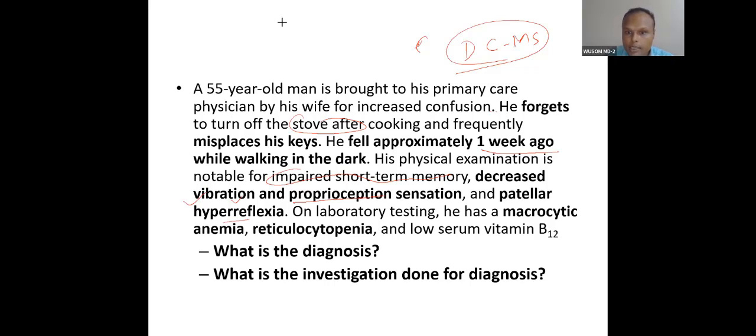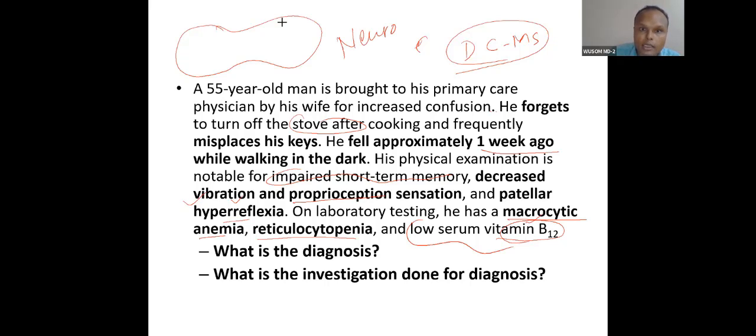On laboratory testing, he has a macrocytic anemia, reticulocytosis. So anemia is there, and that is also macrocytic anemia. This macrocytic anemia means vitamin B12 deficiency. I told you, one vitamin B12 resistant type is also there, so don't forget that also. Though it is rare, it is there because it is involved in orotic aciduria. So this is vitamin B12 deficiency. Low serum vitamin B12 was found. And because of vitamin B12, you can see this patient has neuropathy. This is mainly a presentation of neuropathy.